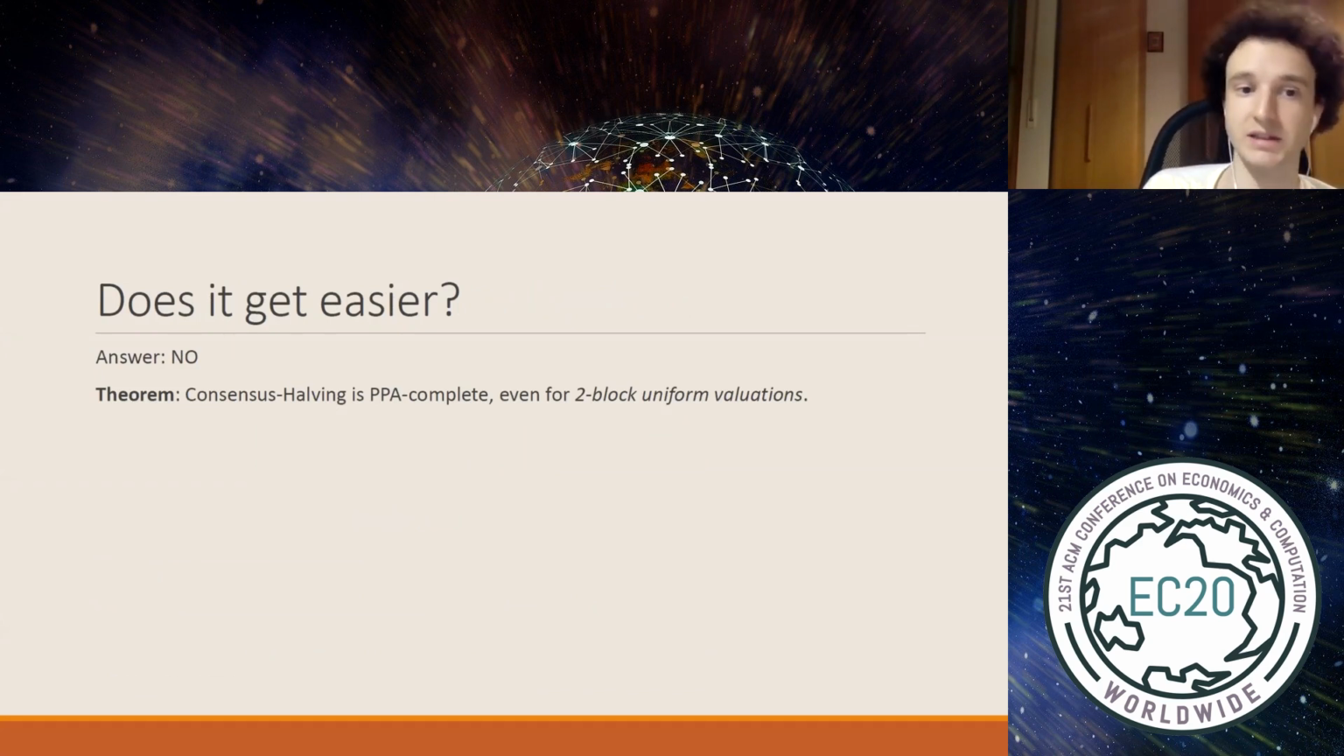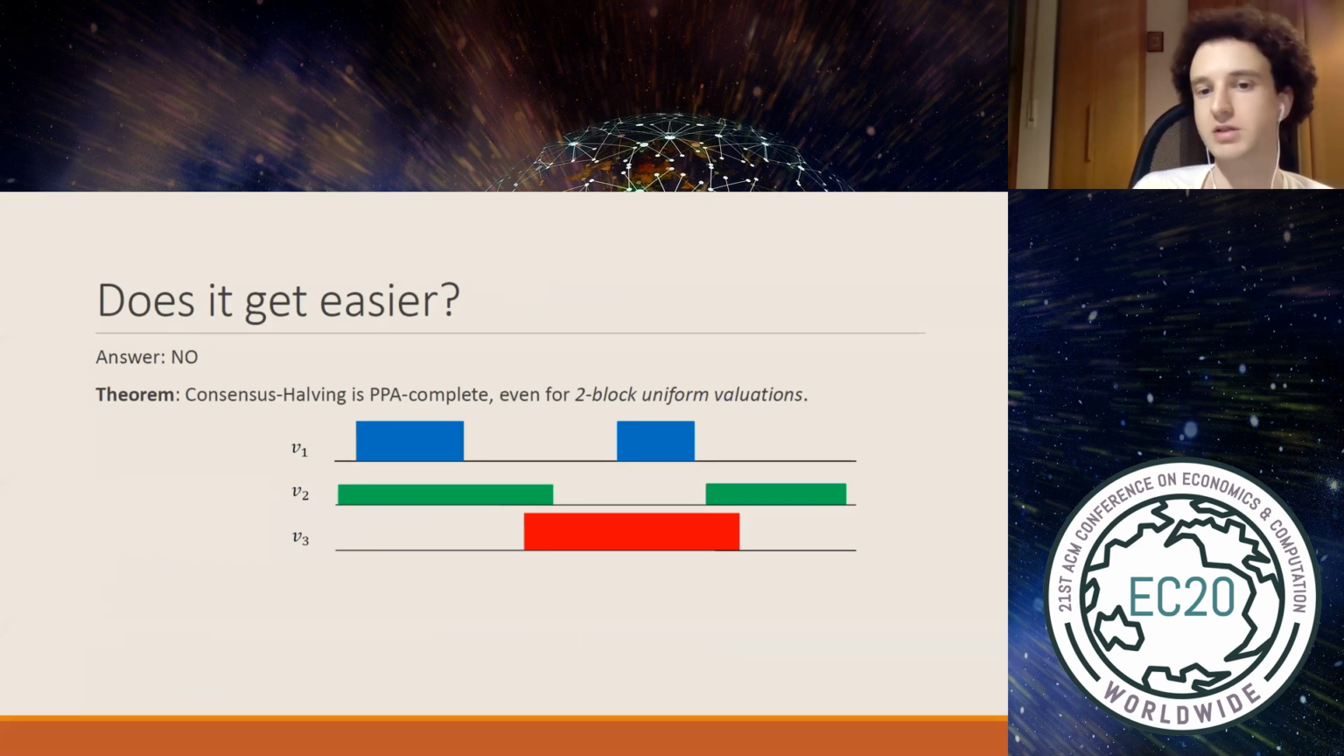So what we show is that the consensus-halving problem remains PPA-complete, even if all the agents have 2-block uniform valuations. Let me explain what I mean by 2-block uniform valuations. Every agent has at most 2 blocks of value, and the 2 blocks have to have the same height. Another way to think about it is every agent values at most two sub-intervals of the cake and values them uniformly. So these are all examples of 2-block uniform valuations.